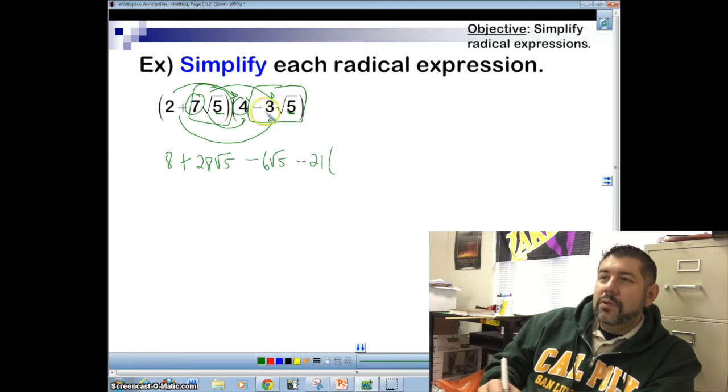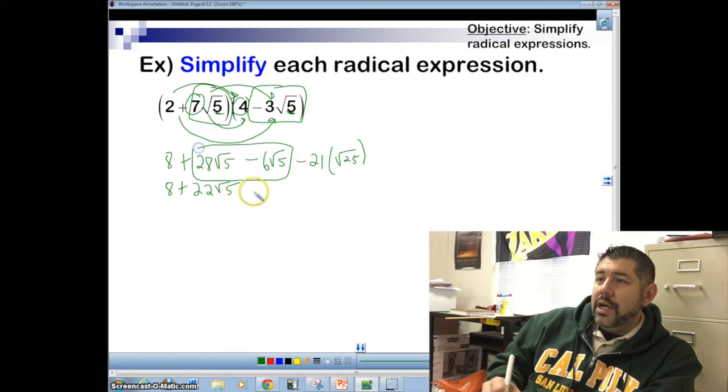So if you're doing root 5 times root 5, that's going to be root 25. Okay, so we're going to have 8 plus 22 root 5, because I added these like terms right here, minus 21 times square root of 25 is 5. All right, so this is going to be 105. So 8 minus 105 is going to be 22 root 5 minus 97. Okay, and that's our answer.